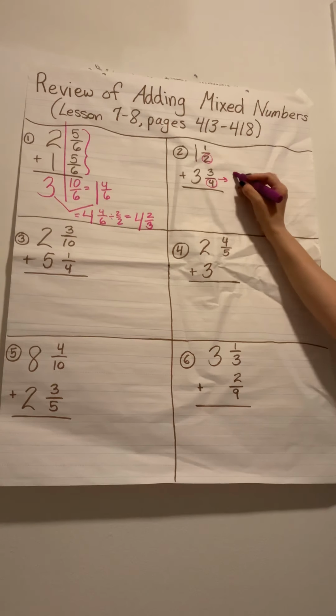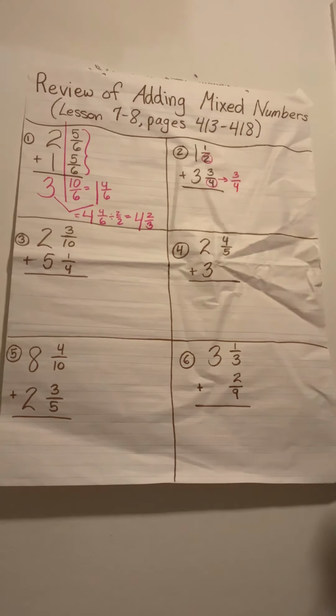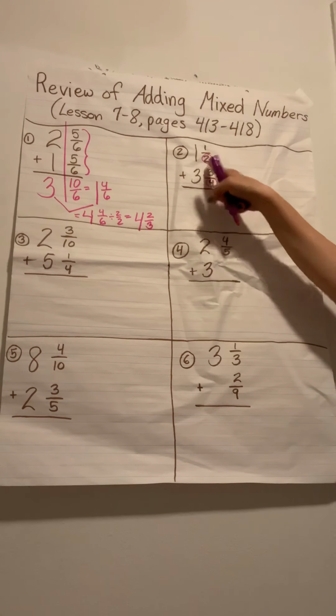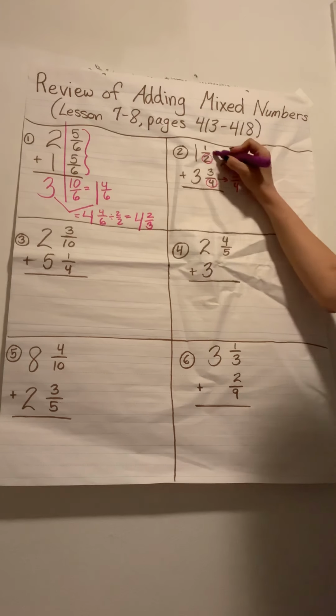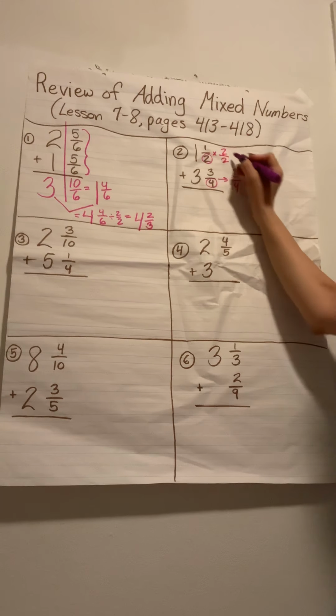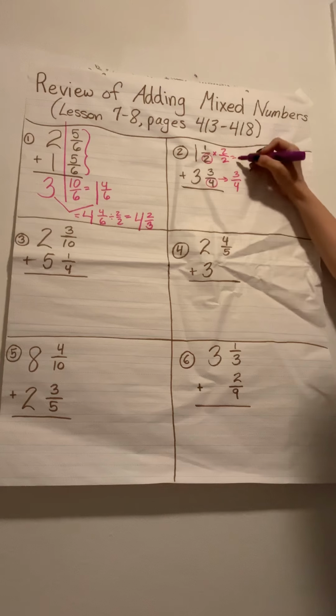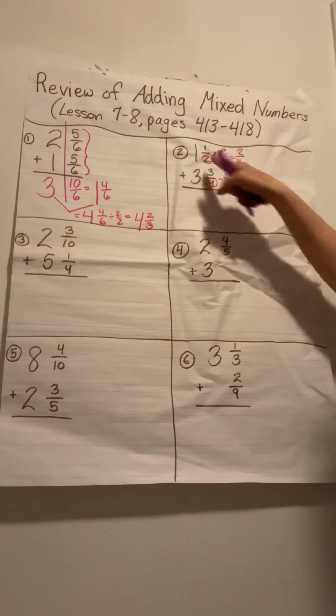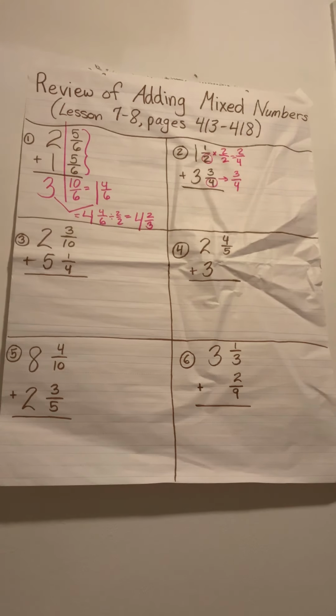I can keep that the way it is. I just need to change the 1/2 into 4ths. And I know I can do that because 2 times 2 is 4. So if I multiply by 2 over 2, okay, I know that 1/2 is equivalent to 2/4.